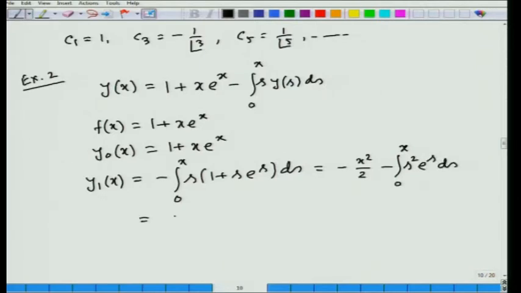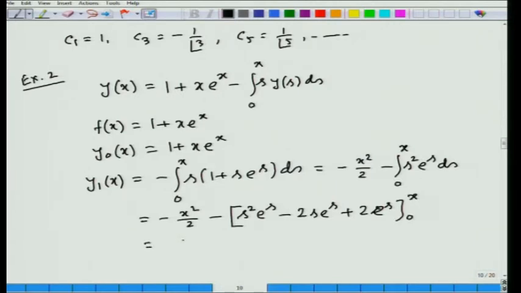If we evaluate this integral completely, then we can find this will be x square by 2 minus, with integration by parts, it will be s square e to the power s, because in the first step we have to keep s square unaltered, that is, this is u, this is v. So, by integrating e to the power s, s square e to the power s minus 2 times the integral of s e to the power s, and after integration it will be s e to the power s, and then plus 2 e to the power s, with limit 0 to x. After substituting the limit we can find this will be 2 minus x square by 2 minus x square e to the power x plus 2 x e to the power x minus 2 e to the power x.